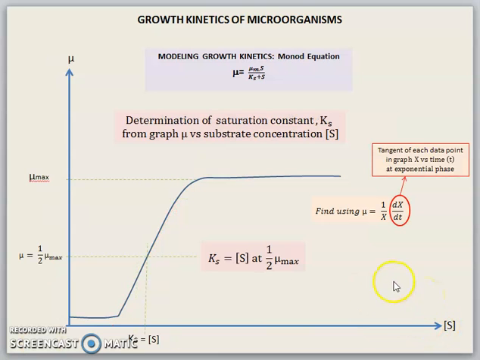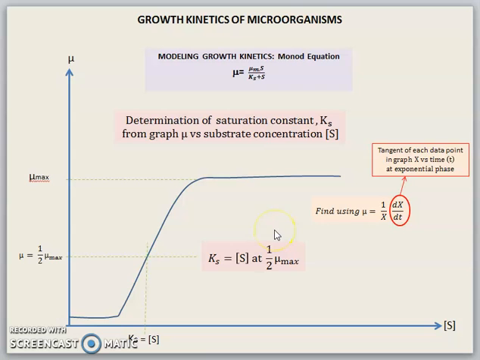So in order for us to find the Ks value, the saturation constant value, we know that this saturation constant value is equivalent to the concentration of S at half mu max. In order to identify the Ks value, first we have to identify the mu value for each of the tabulated data. To find the mu value, you have to use this equation, mu equals 1 over x dx dt.